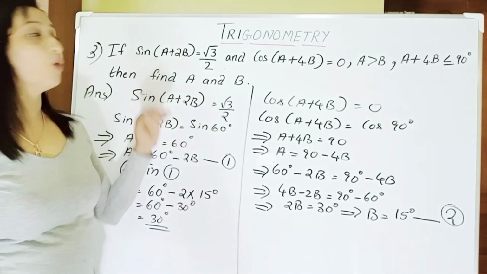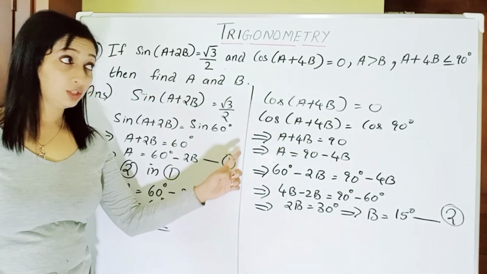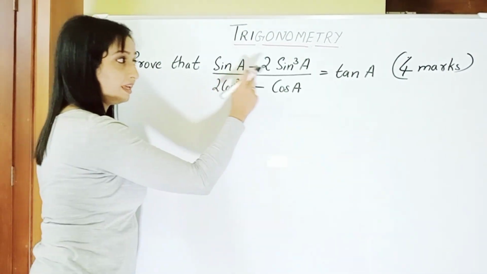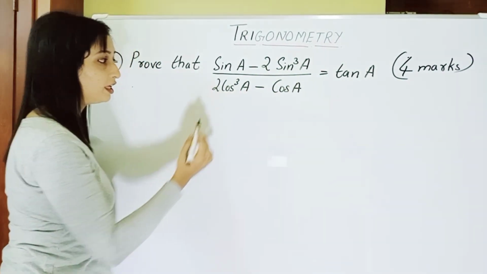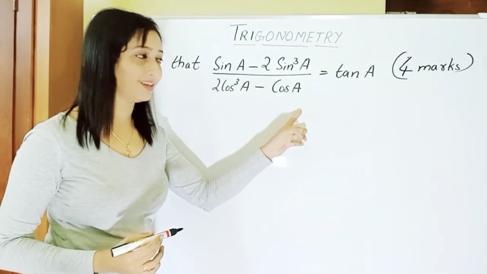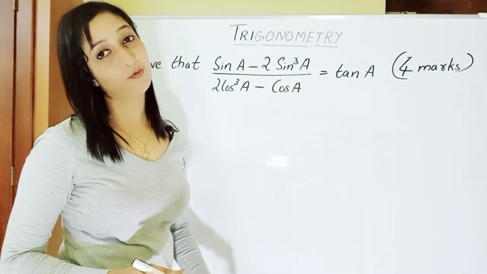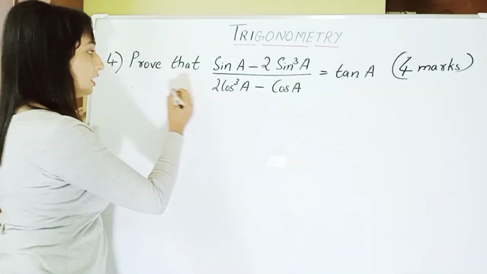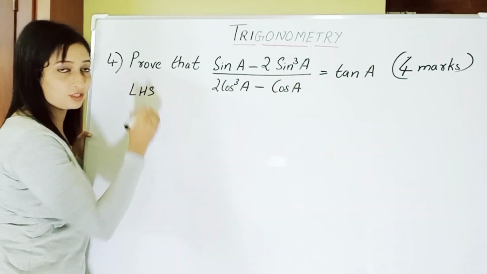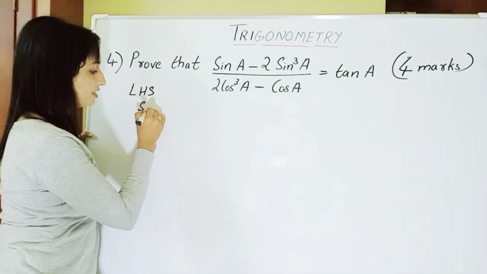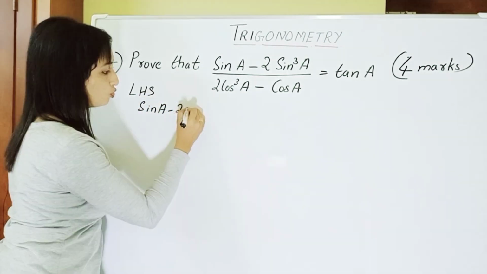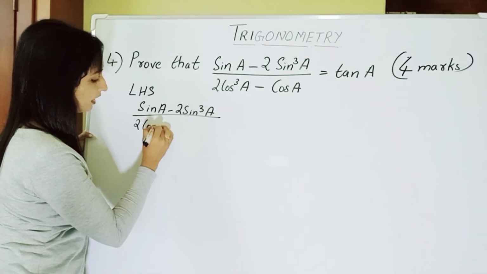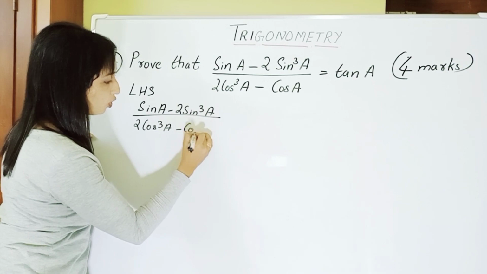So now let's move on to the fourth question. Prove that (sin A minus 2 sin cube A) by (2 cos cube A minus cos A) is equal to tan A. This is a 4-mark question, and it is a repeatedly asked question. So now let's see how to prove it. First we take our LHS. Now what is our LHS? It is (sin A minus 2 sin cube A) by (2 cos cube A minus cos A).